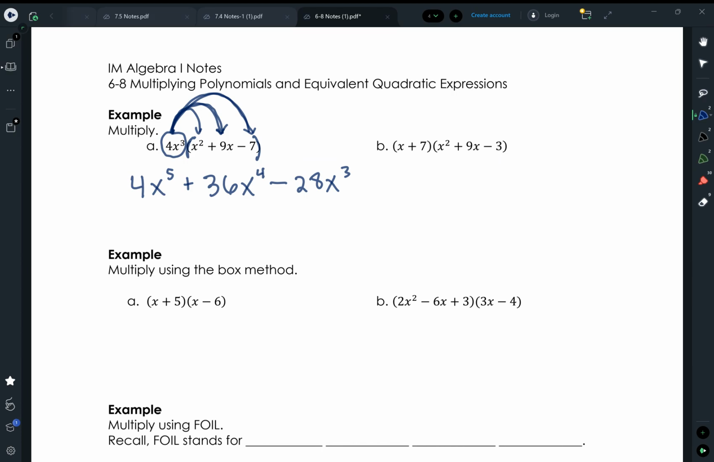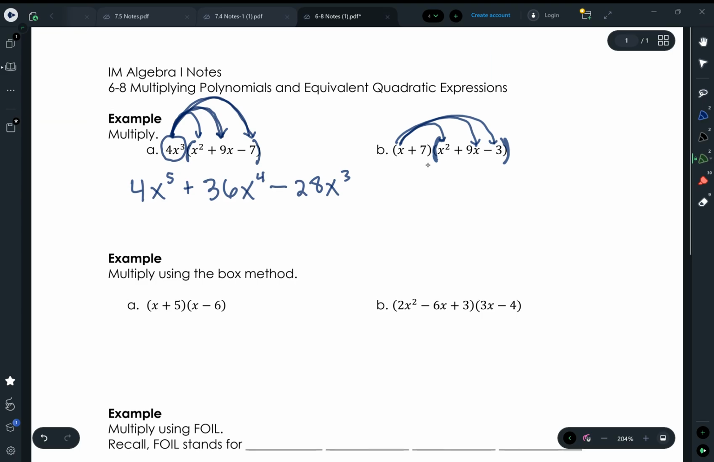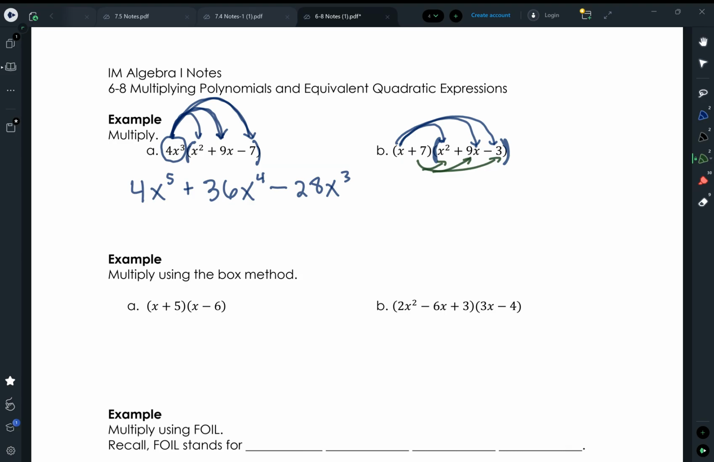The second problem, problem B, what my brain sees is that I have this set of parentheses with 3 terms in it, and then I have an x plus 7 inside. So I need to take this x and distribute it to everything in that second group. And then I've also got to go back through and take the 7 and multiply that by everything in the second group. So essentially I'm going to be distributing twice. Everything in that first group of parentheses gets distributed to everything in the second, is what's happening.